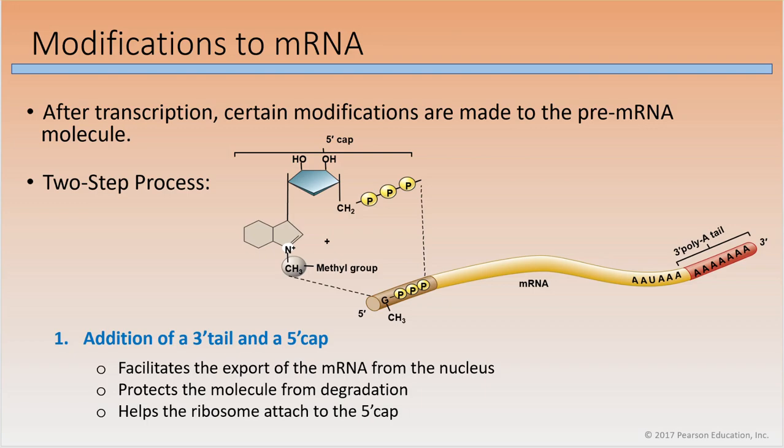This is known as RNA modification. And this is a two-step process in which the first thing that you're going to do to that RNA molecule is you're going to add a cap and a tail to it. And this is very important because you don't want the molecule messing up.